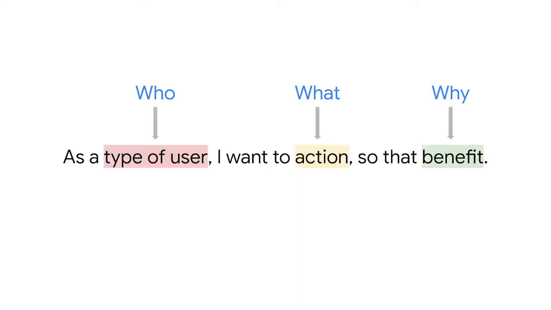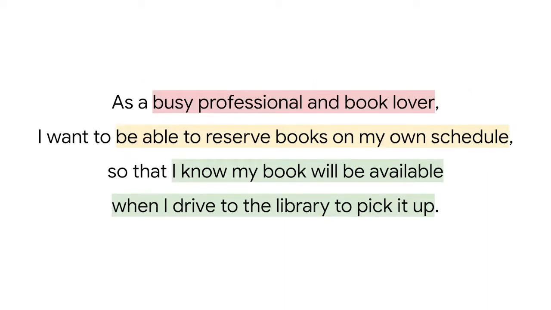You might remember our user story formula from earlier videos, which goes, as a role, I want to action, so that benefit. In this formula, role refers to the who, action refers to the what, and benefit refers to the why of our user story. So let's fill out the formula from the perspective of our persona Shane. As a busy professional and book lover, I want to be able to reserve books on my own schedule so that I know my book will be available when I drive to the library to pick it up.